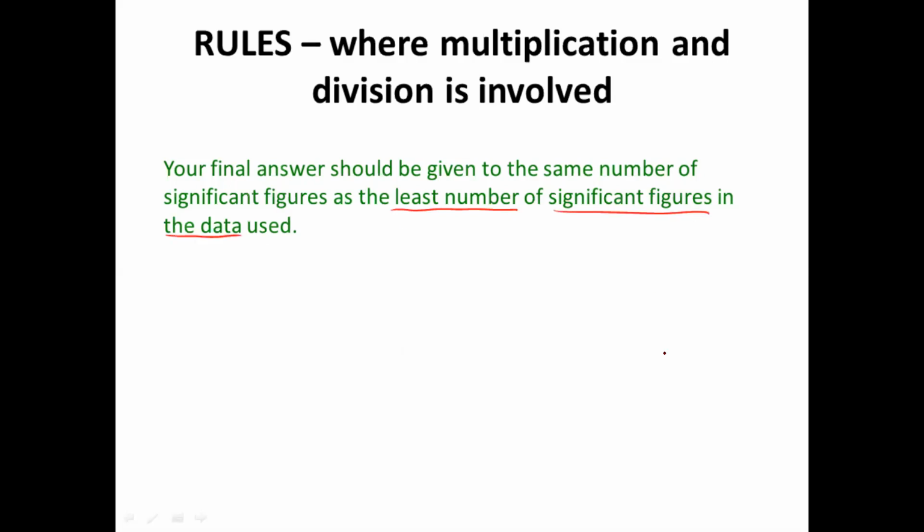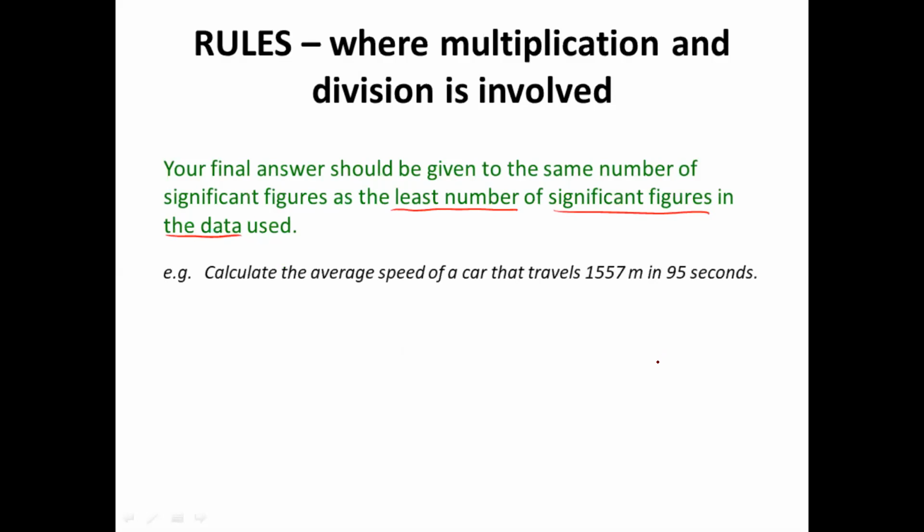Okay, so let's have a look at what that means. For example, you are asked to calculate the average speed of a car that travels 1,557 meters in 95 seconds. So what's your data? It's the meters and the seconds. So how many significant figures is your data? This one is 4 significant figures. This one is 2 significant figures. So the final answer should be given to the same number of significant figures as the least number of significant figures in the data used. So which one is less? The 2 significant figures. Because you can only be as precise as your most precise data.